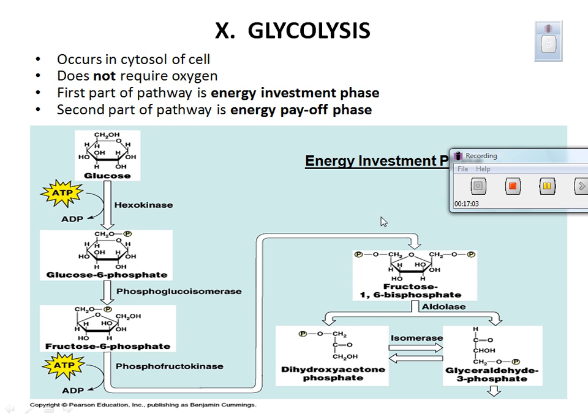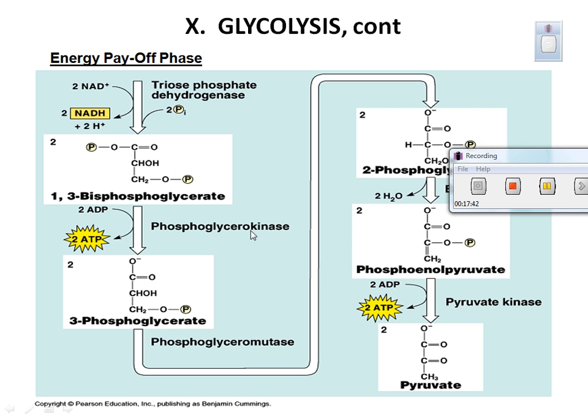Then after that, another enzyme called aldolase, see it listed right here, cleaves, which means breaks, the sugar molecule into 2 different 3-carbon sugars. These are isomers of each other. One of these is called dihydroxyacetone phosphate, and one is glyceraldehyde 3-phosphate. So that's the first step, which is the energy investment phase. Then the payoff phase is next, where we're going to actually create some ATP.